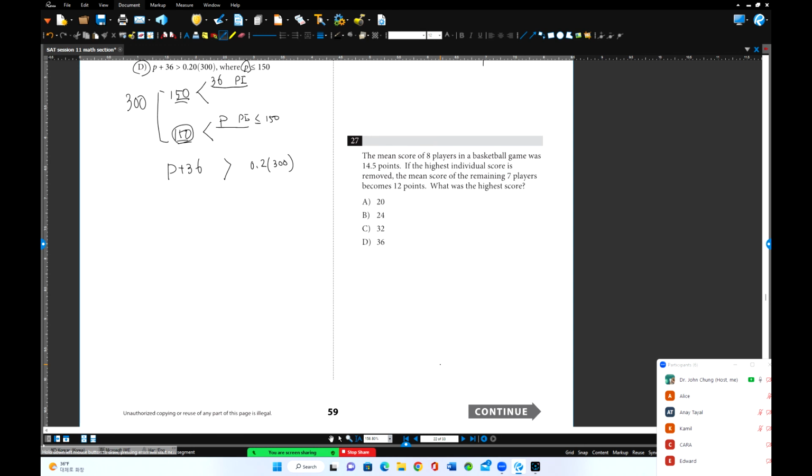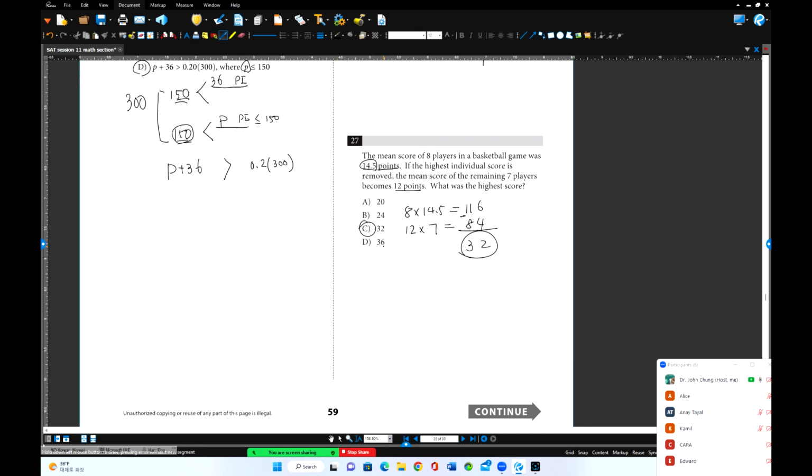Number 27. The mean score of 8 players in a basketball game is 14.5. The highest individual score is removed. The mean score of the remaining 7 players becomes 12. 8 times 14.5, the total before, is 116. After a while, one is out, the highest score is out. Now only 7 players, 12 points. 12 times 7 is the sum of all this, 84, right? The difference is 32, right?